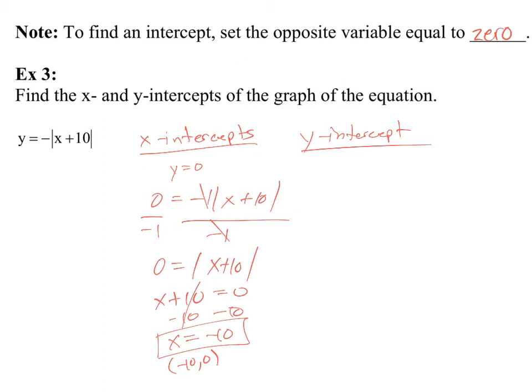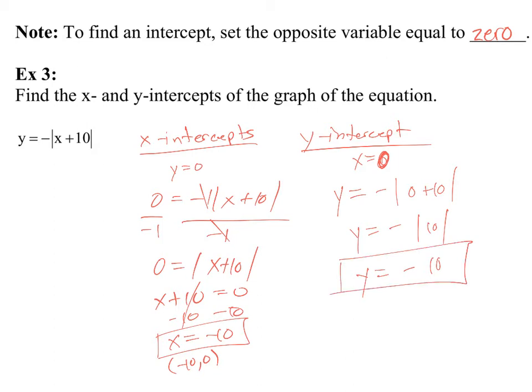For the y-intercept, we have to set x equal to 0. Once again, the opposite variable equal to 0. So y is equal to the negative of 0 plus 10. We have y is equal to the negative of 10, absolute value of 10. And what is the absolute value of 10? It's just 10. But then you have this negative on the outside, so you attach that to it. So our y-intercept is negative 10, or if you list this as a coordinate, it's going to be 0, negative 10. All right, going on to the next example.